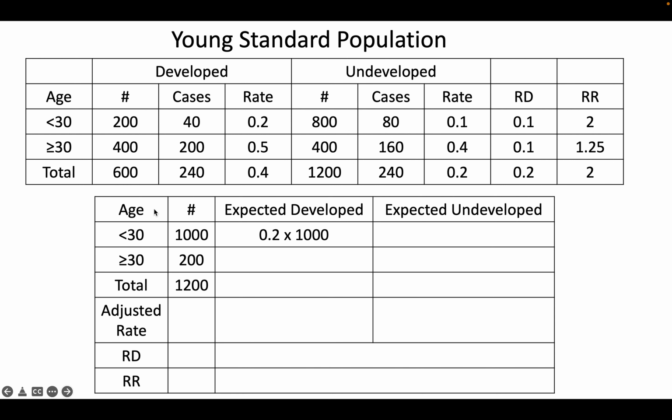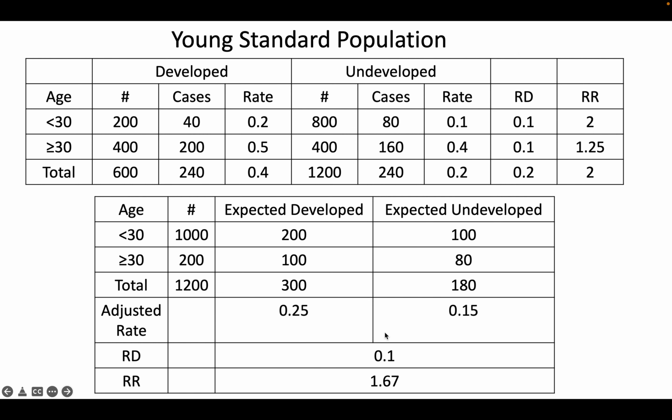So if we use a young standard, this is our standard here. We have 1,000 people under 30 and 200 people over 30. So this is a young standard. We find our expected number in the developed country the same way we did before. So we take our rate in the people under 30 in the developed country, multiply by the number of people, and we can do that to get all of this information we need. So now we find the adjusted rate, and that's the expected number of deaths divided by the total number of people, and we can do that for both, and we get 0.25 and 0.15. And when we take the difference there, we get 0.1.